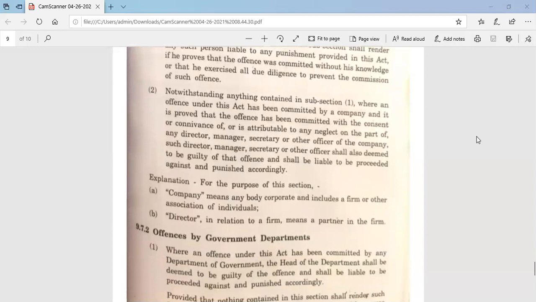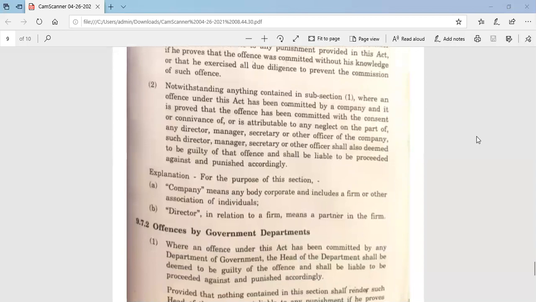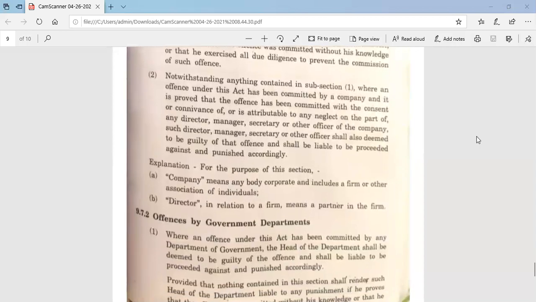So notwithstanding anything contained in subsection 1, where an offense under this act has been committed by a company and it is proved that the offense has been committed with the consent or connivance of, or is attributable to any neglect on the part of, any director, manager, secretary, or other officer of the company, such director, manager, secretary, or other officer shall be deemed to be guilty of that offense and shall be liable to be proceeded against and punished accordingly.